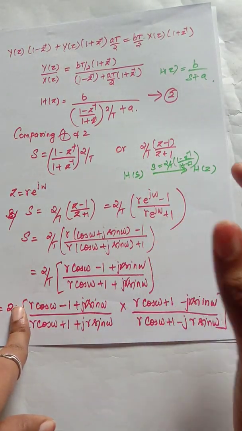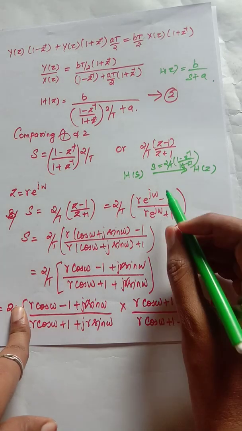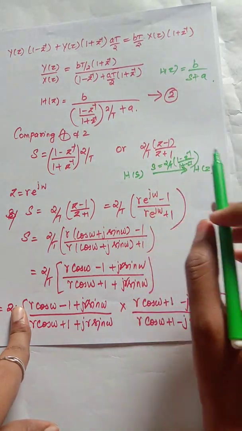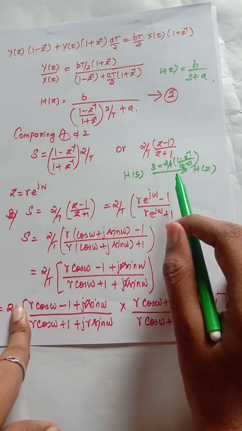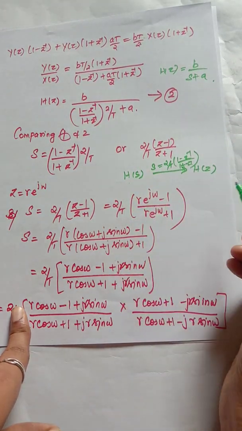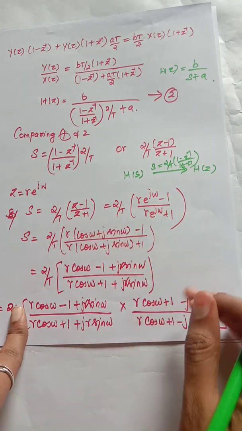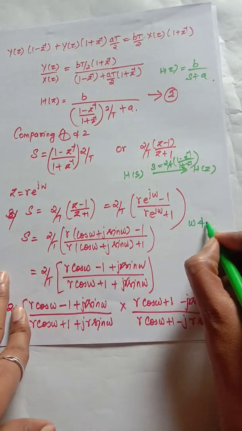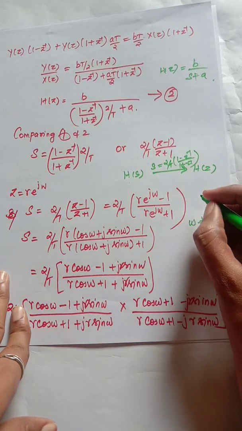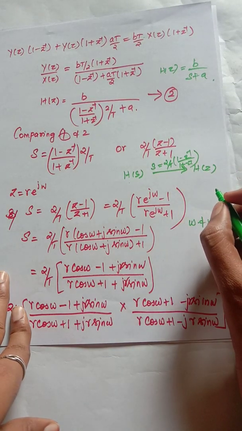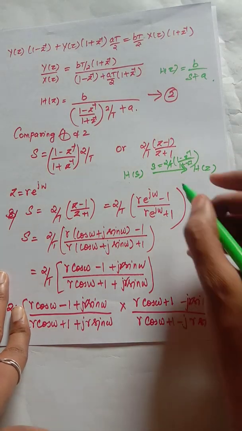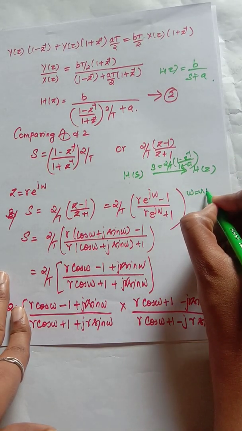Here there is no formula, only one concept. We are going to substitute the value of s in terms of z in order to convert the analog transfer function into a digital transfer function. Now we will see the relation between omega and ohm. There we have seen the relation between omega and ohm, that is omega is equal to ohm T.